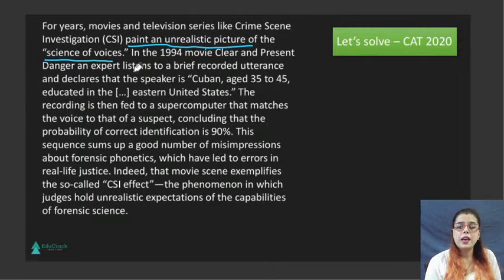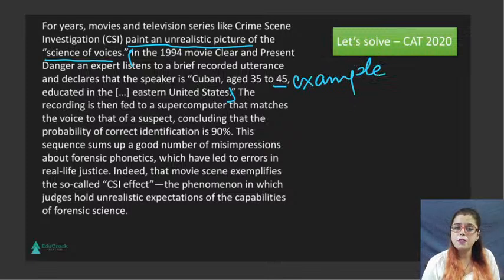Keep that in mind. In the 1994 movie Clear and Present Danger, an expert listens to a brief recorded utterance and declares that the speaker is Cuban, aged 35 to 45, educated in the Eastern United States. This here is what we'd say is an example. What is it an example of? It is an example of the unrealistic picture that the television and movie series portray. So the recording is then fed to a supercomputer that matches the voice to that of a suspect, concluding that the probability of correct identification is 90%. The example is still continuing, right?